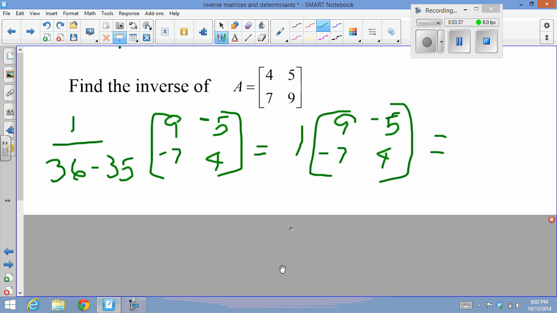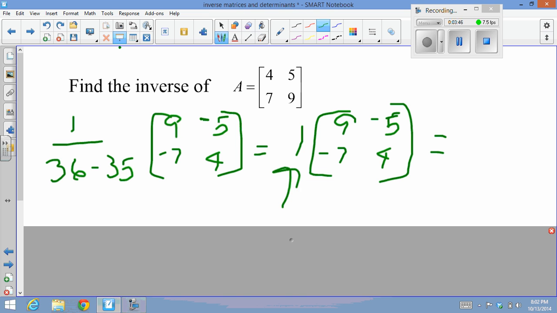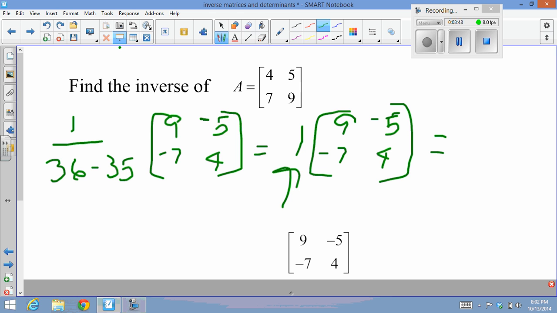So when I do that, I would have 1 over 1, which is where that 1 comes from, over the 9 and the 7, and negative 7 and the negative 5 and 4. So then I would multiply that by 1, which gives us the answer of 9, negative 5, negative 7, 4. So that one's not so difficult.